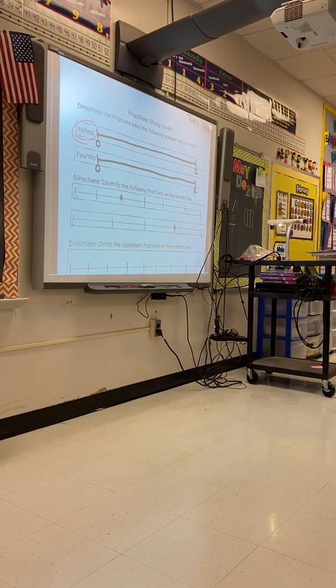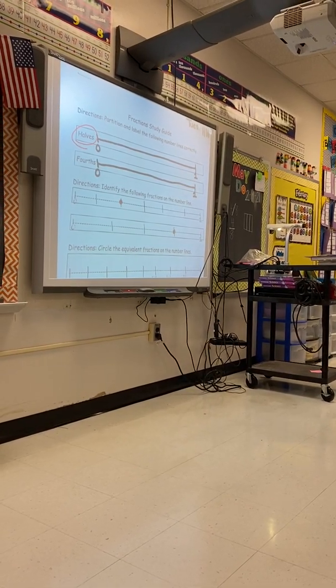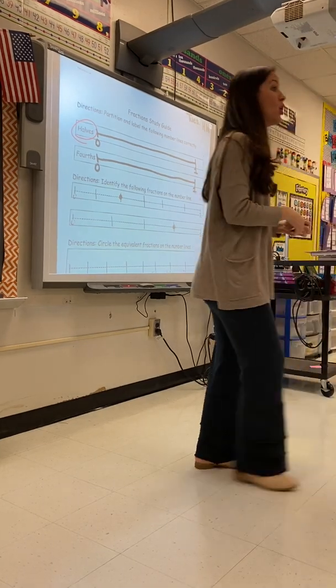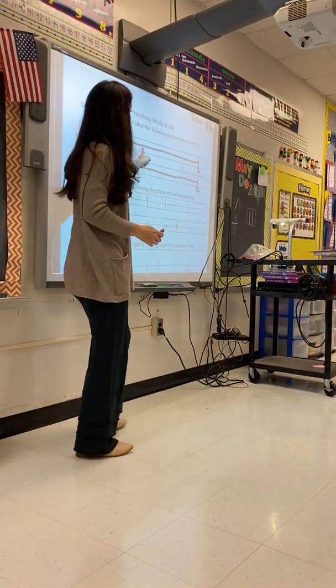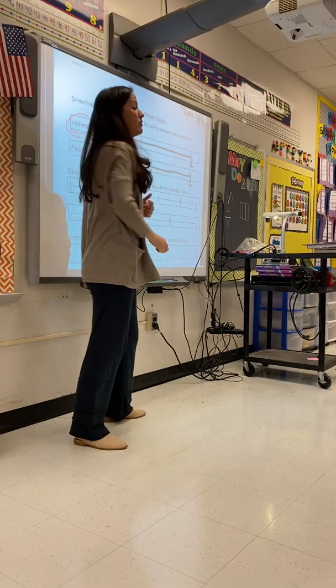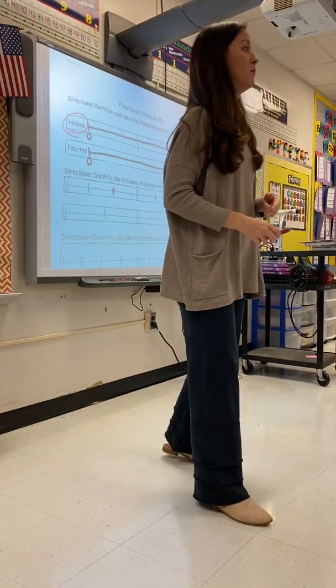I need the rest of my class to wake up. Where do you cut a half? In the middle. So I'm on this number line, and I'm going to cut it in the middle. Thumbs up if you cut yours in the middle.